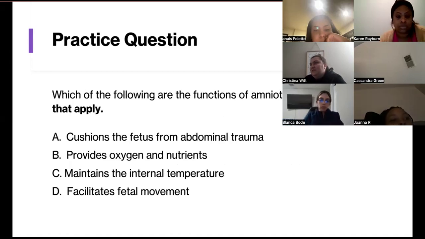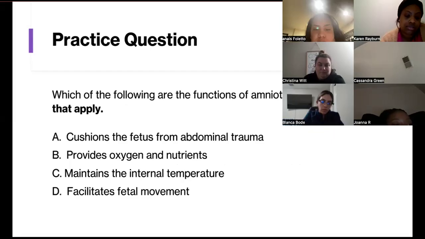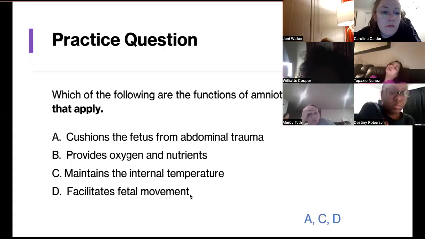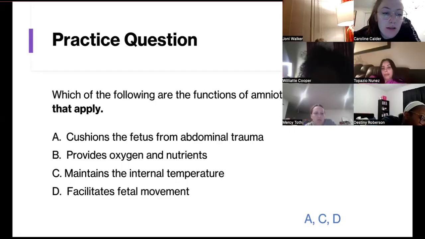Which of the following are the functions of amniotic fluid? Select all that apply. Cushions the fetus from abdominal trauma. Maintains internal temperature. A, C, and D. It cushions the fetus from abdominal trauma, it maintains the internal temperature, and it facilitates fetal movement. What part does B? The umbilical cord, your placenta. The whole placenta will provide oxygen and nutrients to the baby.